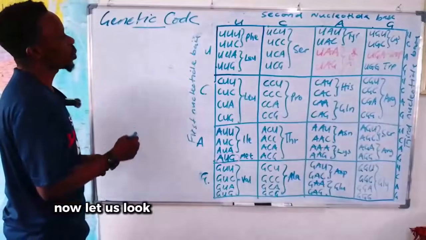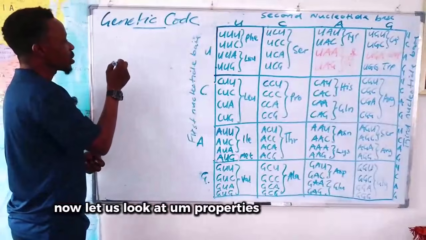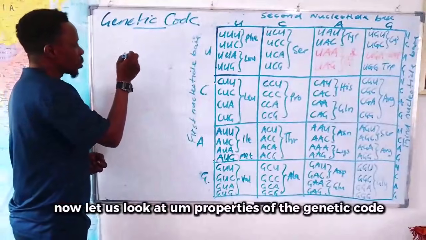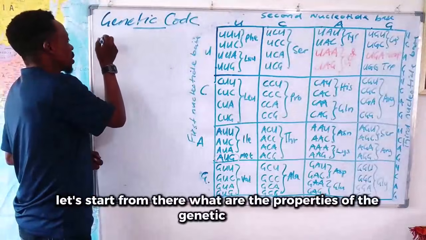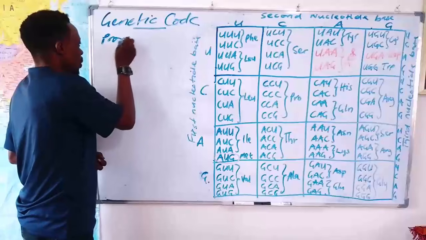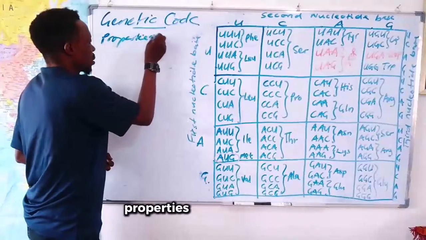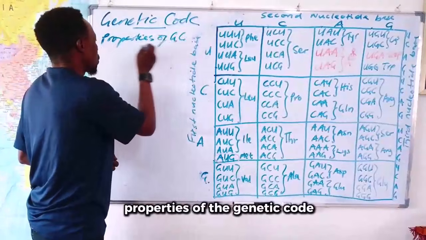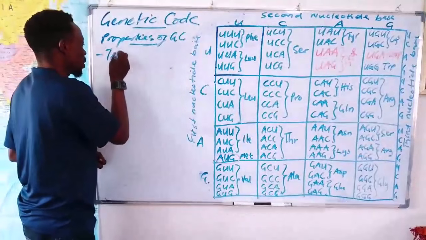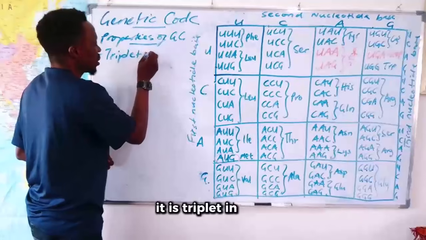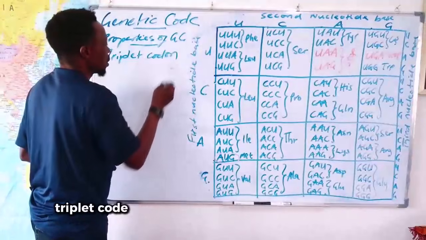Now, let us look at the properties of the genetic code. Let's start from there. What are the properties of the genetic code? First of all, the genetic code is a triplet codon. It is triplet in nature, triplet codon.